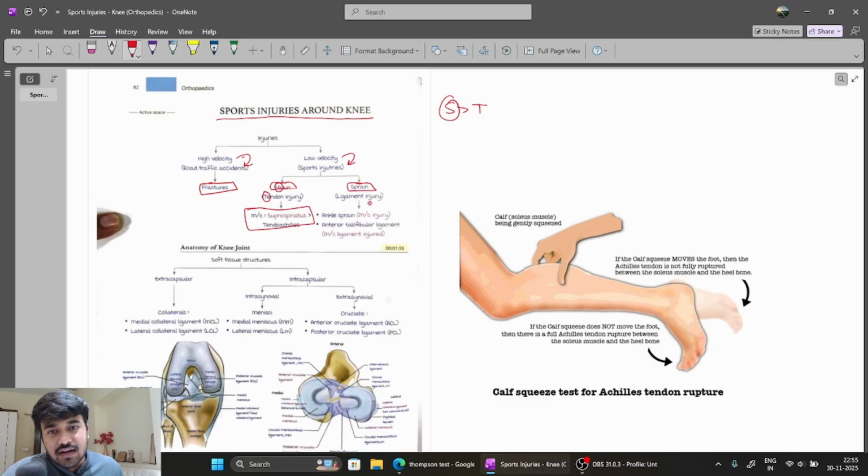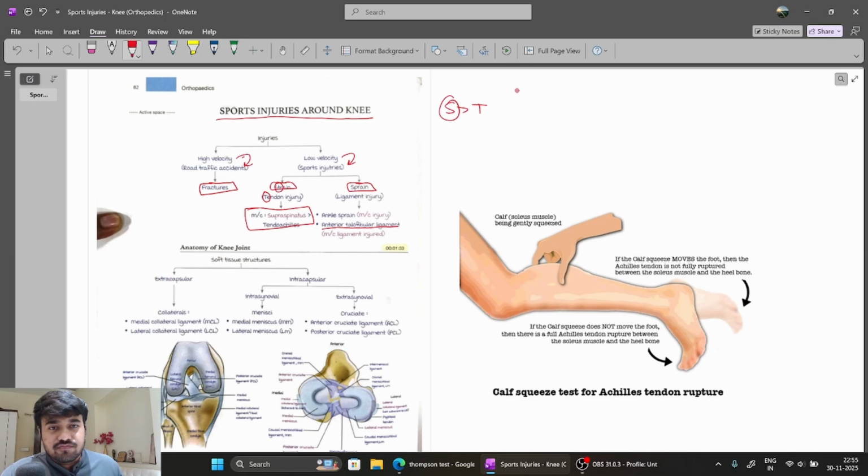While in sprain, the ligament injury, the most common type of sprain is ankle sprain, and the associated injury is the injury of the anterior talofibular ligament. Right, so that much you have to remember. The most common strain is supraspinatus tendon injury followed by tendo-Achilles. Most common sprain, ankle sprain, associated with anterior talofibular ligament injury.